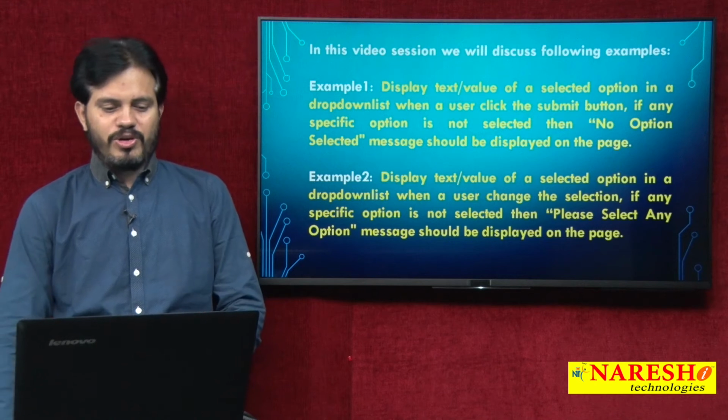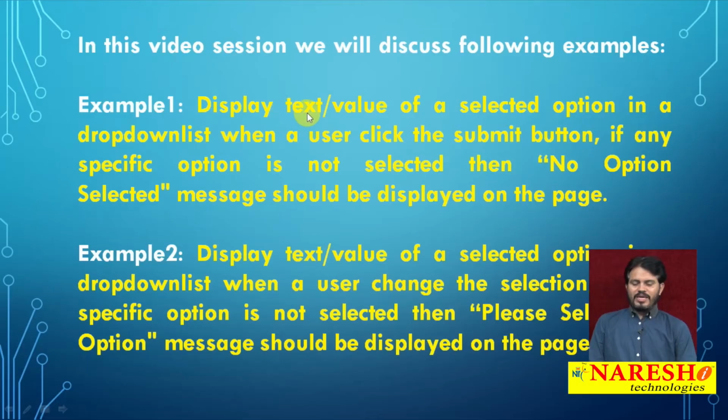So in example number 1, you can observe: display the text and value of the selected option in a drop-down list when the user clicks the submit button. If no specific option is selected, then display the message no option selected. This is example number 1, which is the basic requirement.